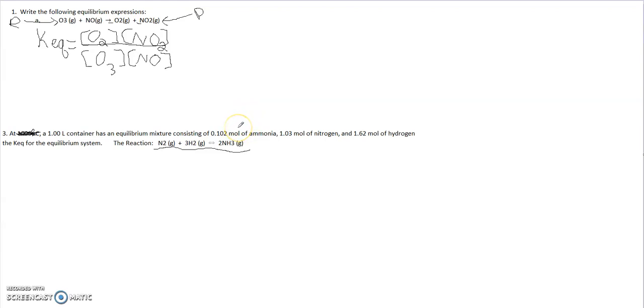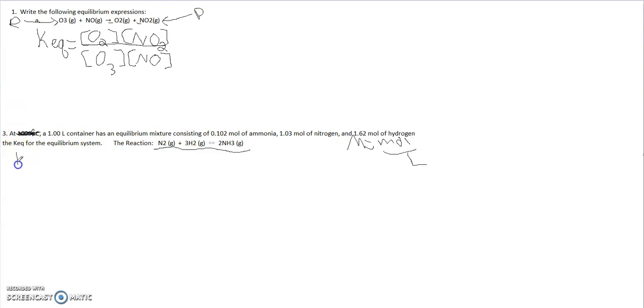It did not give you moles per liter. It gave you how many moles. But it told you that that many moles are in 1 liter. And if you remember that molarity equals moles per liter, that's important to know because this amount of moles becomes your molarity and therefore becomes your concentration that you're going to plug in.